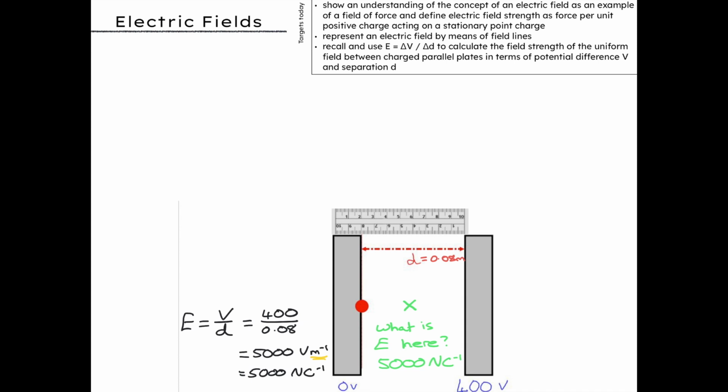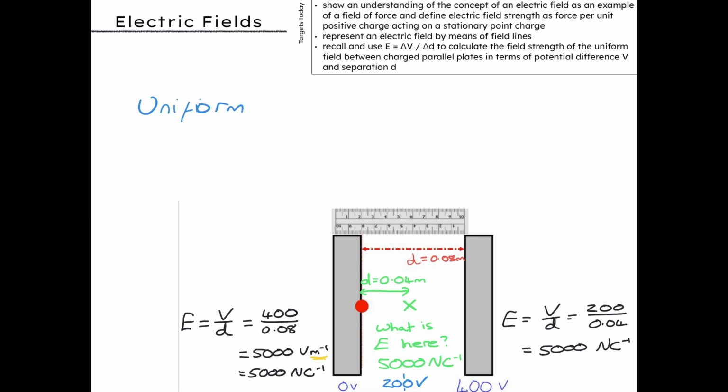Well, the distance from this plate is now halved. It's only 4 centimeters. But the potential difference is also halved. At this point, halfway from the 0 volt plate to the 400 volt plate, the potential is only 200 volts. So E equals V over D equals 200 over 0.04 equals 5,000 newtons per coulomb. As I said at the start, this is a uniform electric field, so the electric field strength is the same throughout.